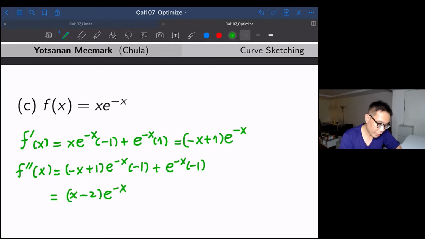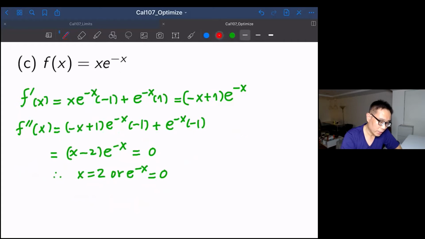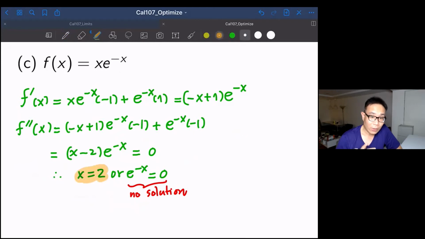Okay, and you have this guy equal to 0. So you would get x equal to 2 or e to the negative x equal to 0. And I have told you that e to the negative x is not equal to 0. Okay, so this guy will be no solution. So you get only x equal to 2 that you're gonna test for the sign. You cannot conclude that this guy is an inflection point yet. So you need to test for the sign here.